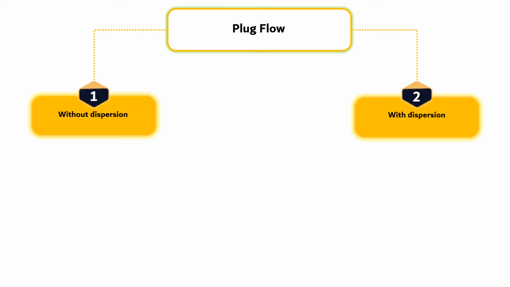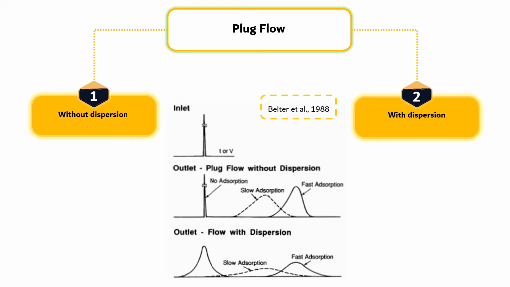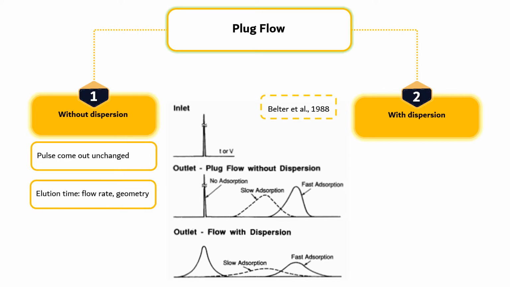The effect of dispersion for a solid phase flowing into a packed column is as shown in the figure. If there is plug flow without diffusion, reaction or dispersion, then this pulse would come out of the column unchanged. Pulses of all solids which entered at the same time would leave at the same time, determined by the flow rate and column geometry. It would leave unaffected by any chemistry.